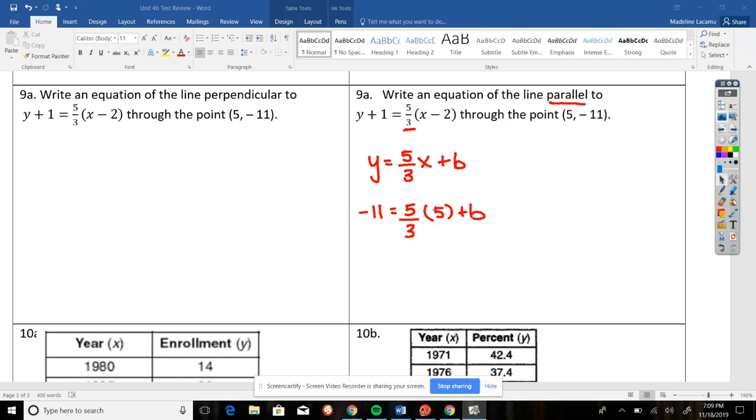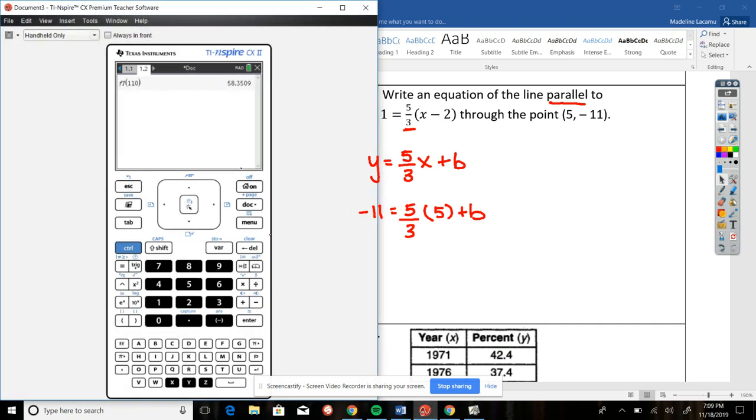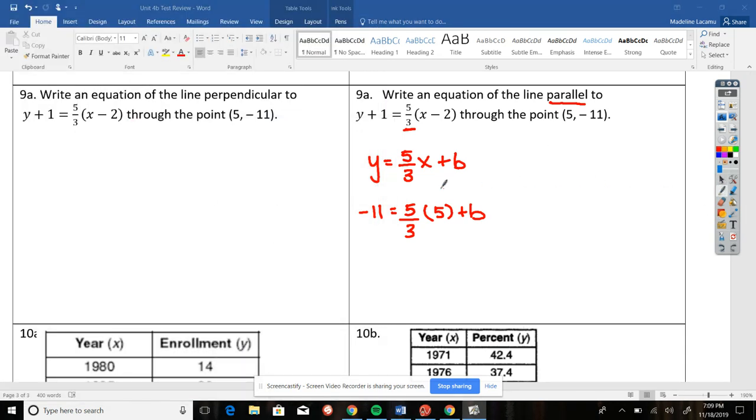Now I need to multiply 5/3 times 5. So I can use my calculator. So if I do 5/3 times 5, I get 25 over 3. So in this case, as you can see, our answer is ugly if you do it the slope-intercept way. So instead of doing it this way, we're going to do the point-slope form. So slope-intercept is not always the best way to do it.